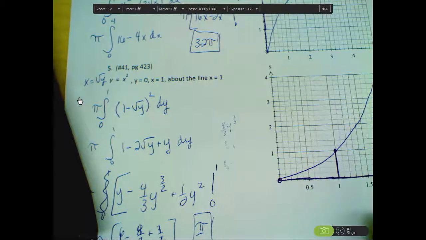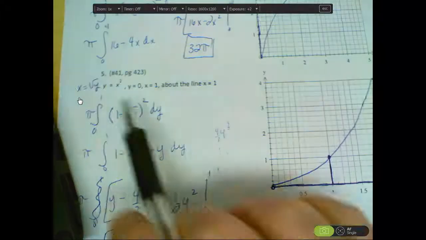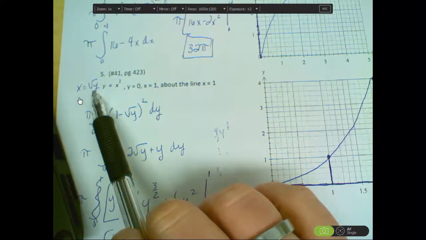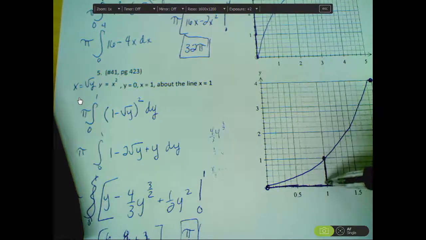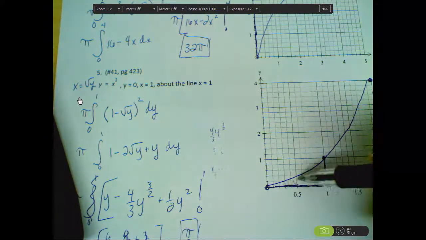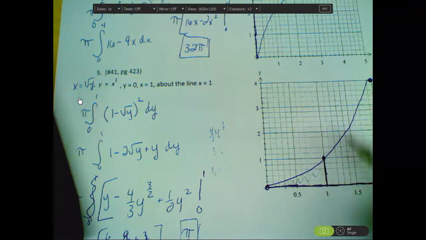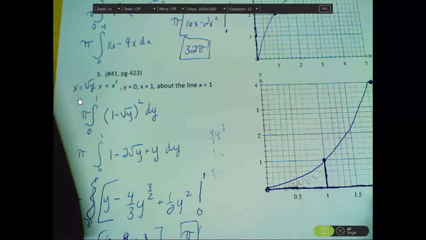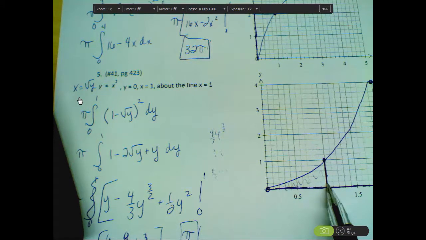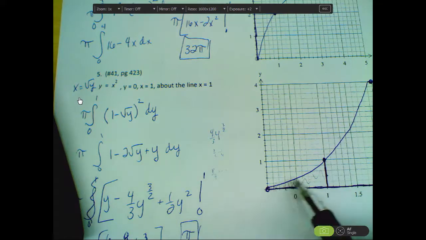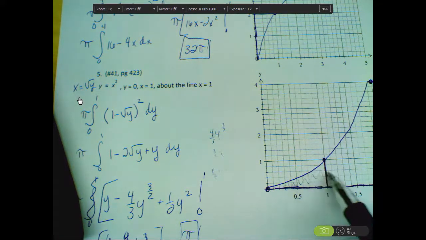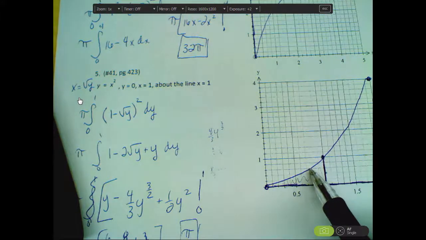So again, since we're going about a vertical line, we need to put it in terms of x. So we solve this equation and get x equals root y. So this is the function x equals root y. Here's the line x equals 1. Here's y equals 0. So this is the region that we're revolving around this line. So if you think of the biggest circle on the bottom, it's going to have a radius of 1. But the next disk up is going to be a little bit smaller. That radius is going to be 1 minus whatever the value of the function is at this point. Up here, the radius is going to be much smaller. It's going to be 1 minus whatever the value is at the function here.